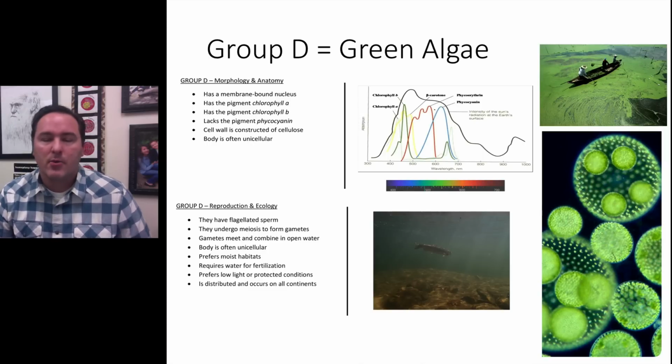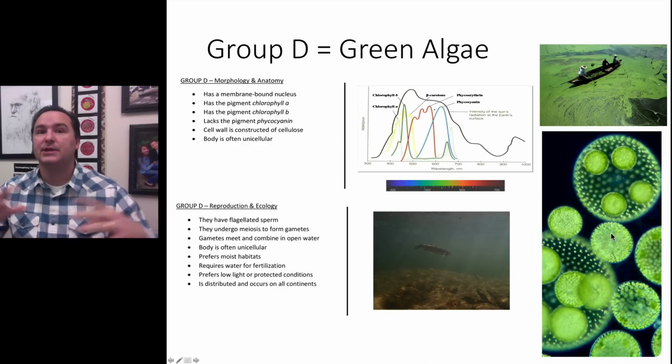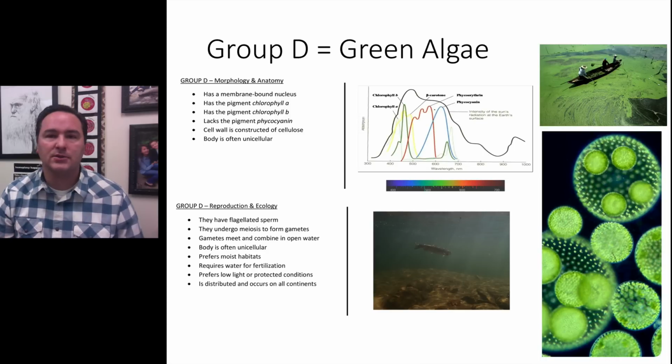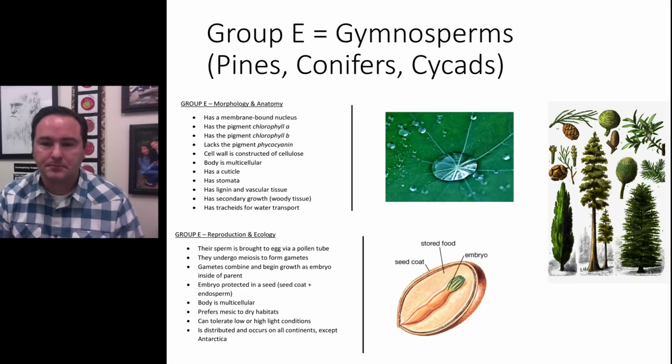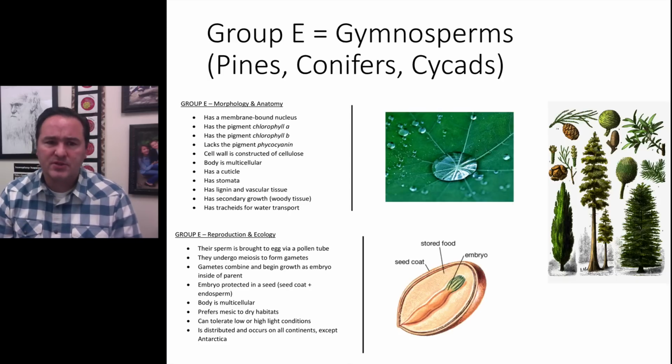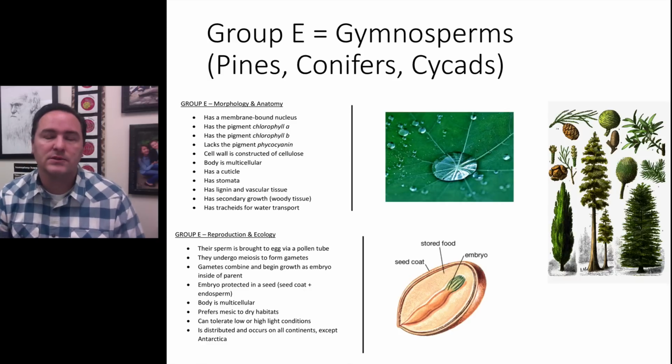Group D were the green algae. So here you can see plumes of green algae, and if you zoom down in, green algae have this appearance. But green algae is a huge group, and there's lots of different morphological types within the group green algae as well. Group E were the gymnosperms. So these are things like the pines, the conifers, and the cycads, and the ginkgos, and so forth.